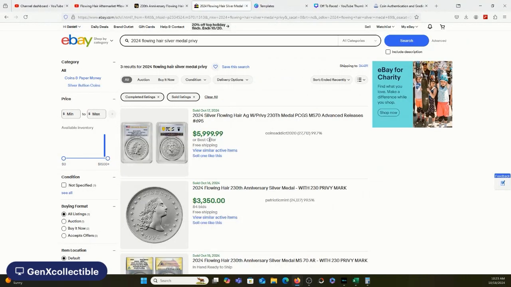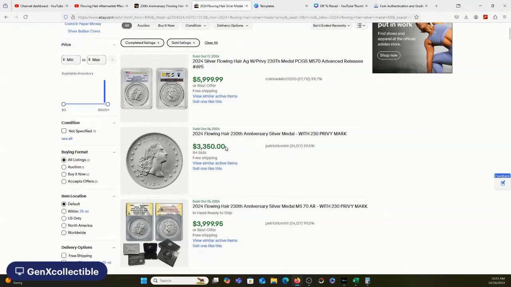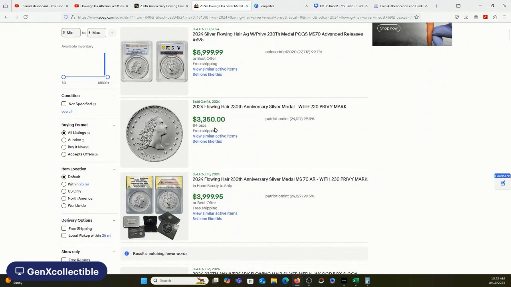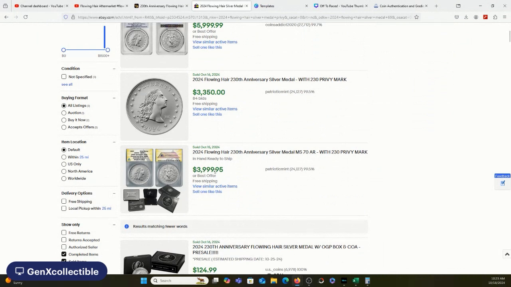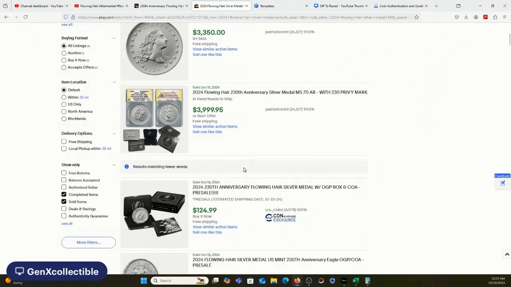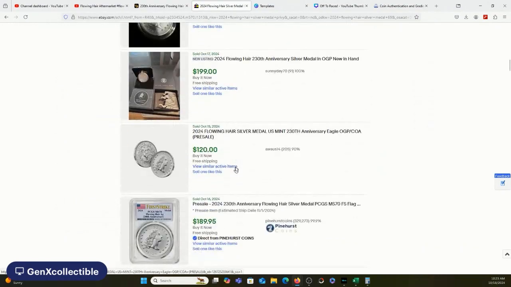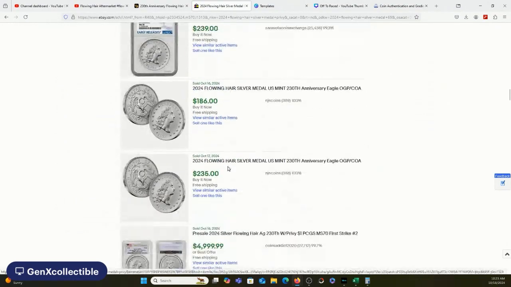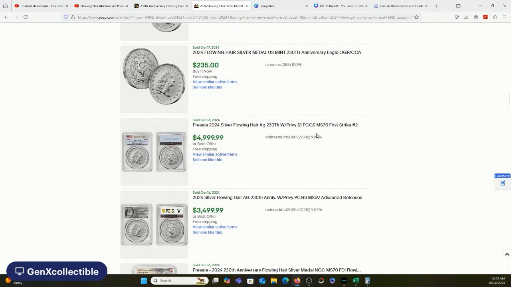Over to eBay on the sales. As you can see, this is an advanced release, 70 for $59.99. That's not in there. There's the $33.50 for the regular one. And here's another one for $39.99. That's also an advanced release for the privy mark. I believe that's an annex holder. And then if we scroll down, I believe there's another one that's going to pop up here. Right here is the $49.99. That's a first strike. And then there's the 69 I was mentioning. That is also an advanced release. So I have not included that just because we can't get that label.